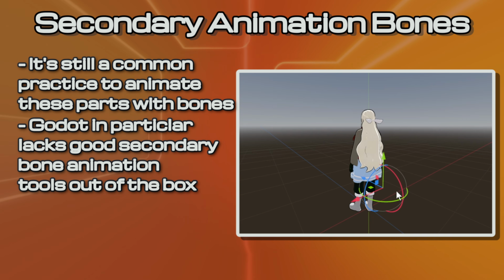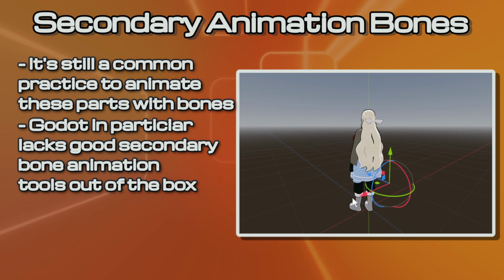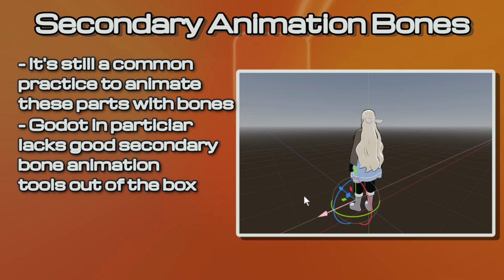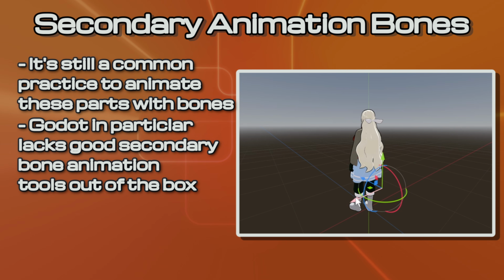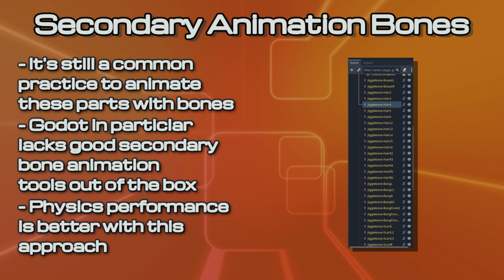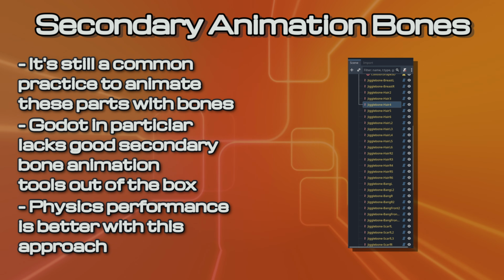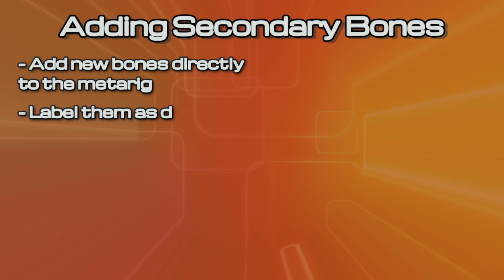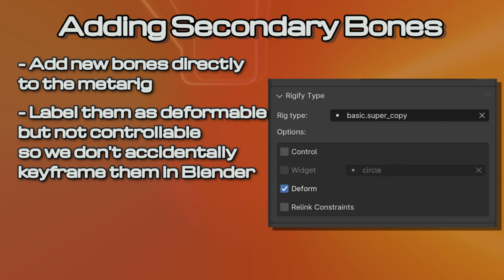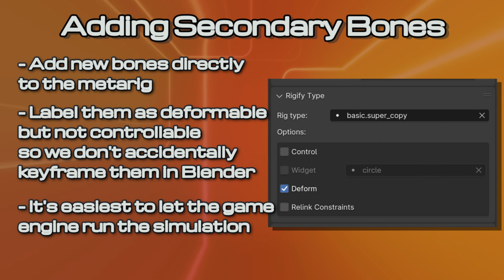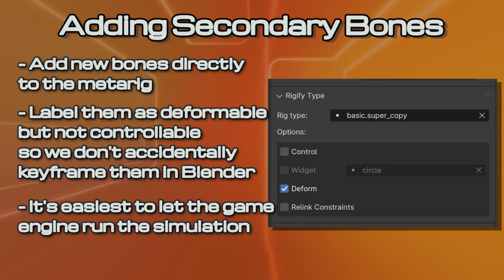Godot is a great engine, but at the time of making this video, its 3D physics options are still not up to standard, so it's much easier to use something like a jiggle bone than it is to make a pure soft body simulation for the hair and skirt. Using bones for these parts also has the benefits of being more performant too, despite the sacrifice in physical accuracy. We will modify the meta rig to add these bones, and we will designate them as deformable but not controllable on the generated rig. This is so we can let the game engine do the work of animating these parts, and we don't accidentally keyframe them in the Blender editor.